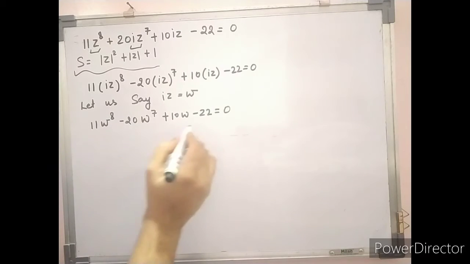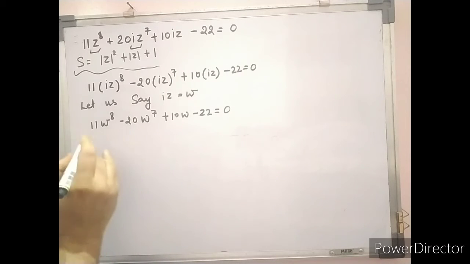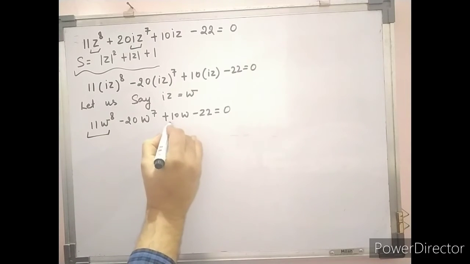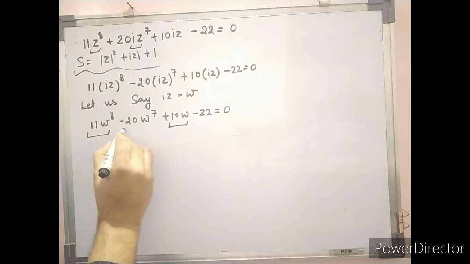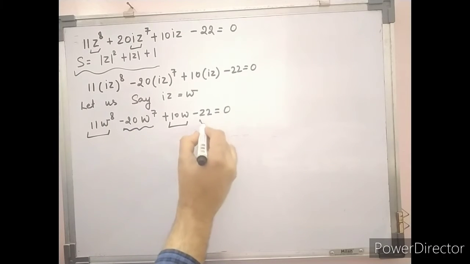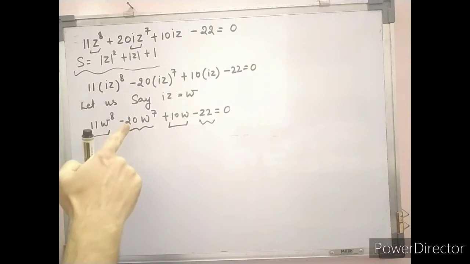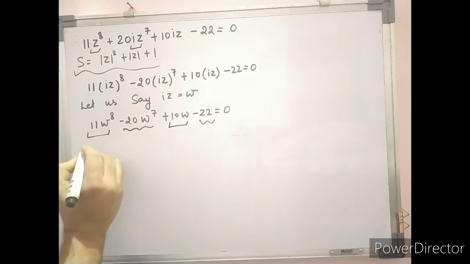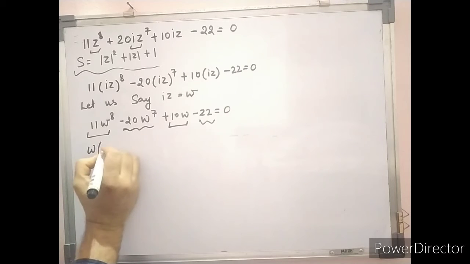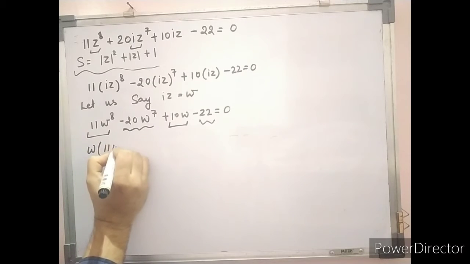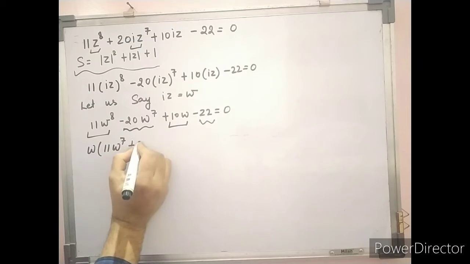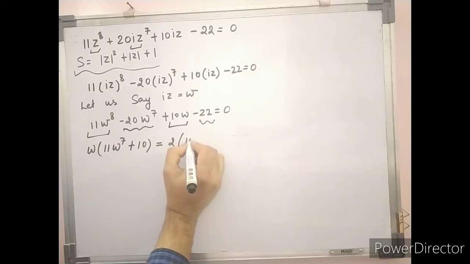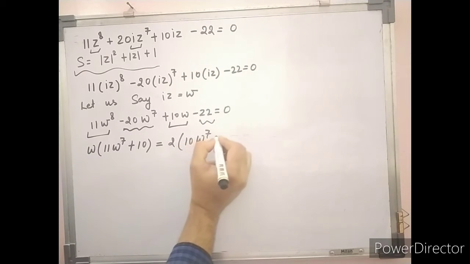Now we can see some similarity or some symmetry here. 11 W to the power 8 and 10 times W, 20 W to the power 7 and 22. Here if we take 2 common, then it becomes 10 and it becomes 11, which are present already here. So if I take W common and write the equation like this: W times 11 W to the power 7 plus 10 is equal to twice of 10 times W to the power 7 plus 11.